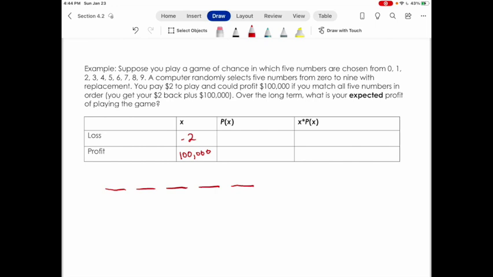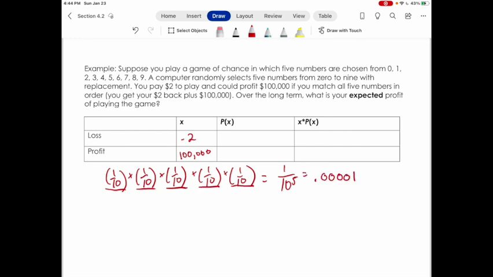And for each spot, because we're doing it with replacement, there are 10 possibilities. So I have a 1 in 10 chance of picking the number for the first spot, a 1 in 10 chance for the second, 1 in 10 for the third, etc., all the way to spot number 5. Using the multiplication rule, I multiply each of these probabilities, and I get 1 over 10 to the 5th, which is 0.00001.